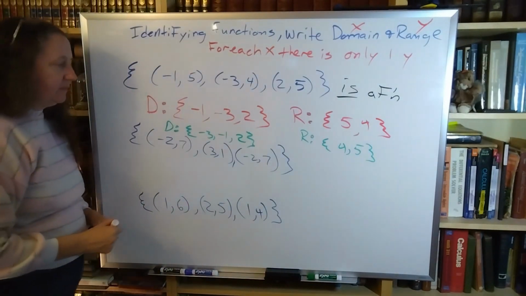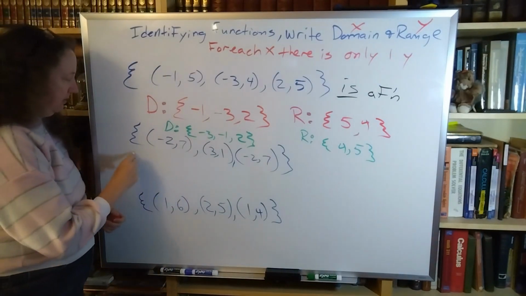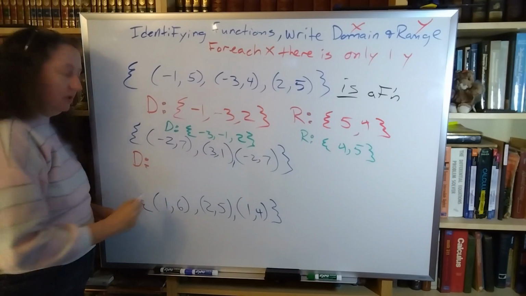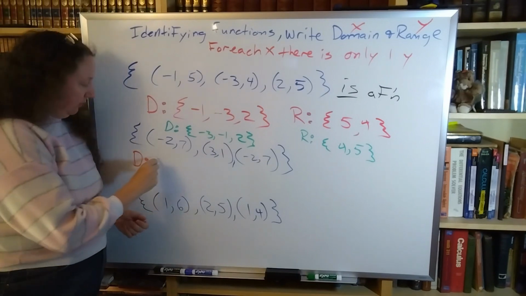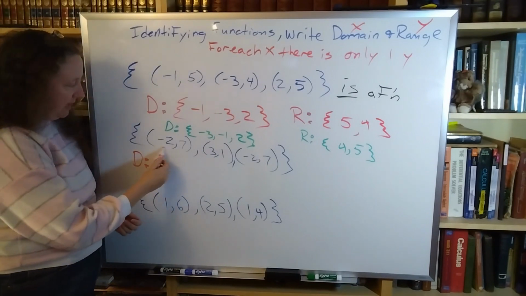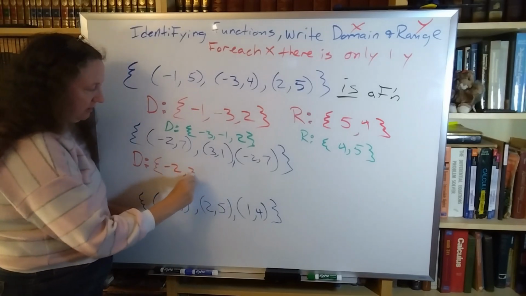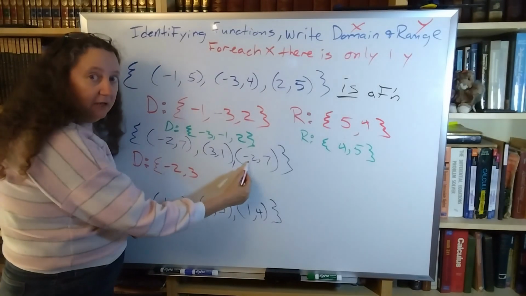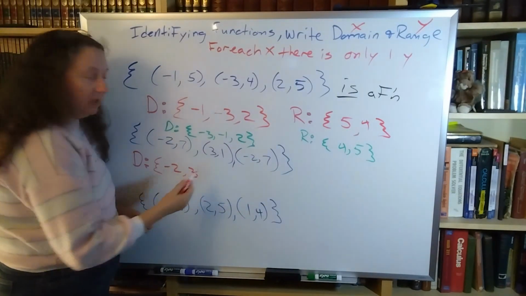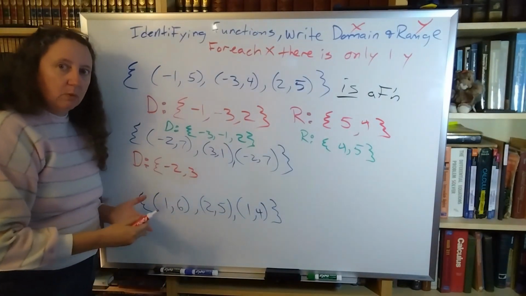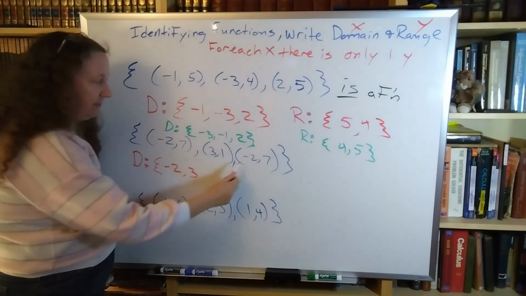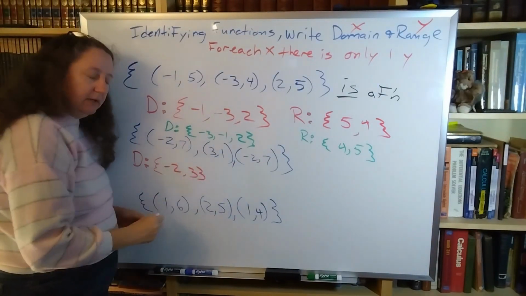Looking down here, my domain is going to be my x values. So my x value is -2, x value is +3, x value is -2. It repeats. It may or may not be okay; we're going to figure that out. But because it repeats, I don't need to write it.